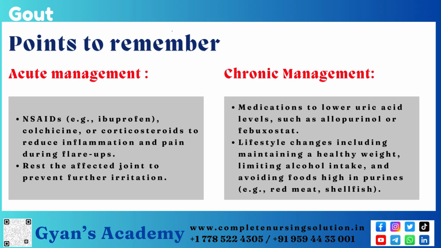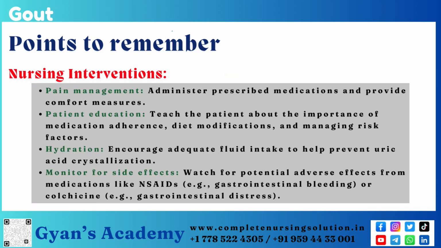Chronic attack is managed by giving medications to lower uric acid levels, such as allopurinol or febuxostat. Teach the patient lifestyle changes, which includes maintaining a healthy weight, limiting alcohol intake, and avoiding foods high in purines. Nursing interventions include: first, pain management. Second, patient education. Third, hydration. Lastly, monitor for side effects of medications.